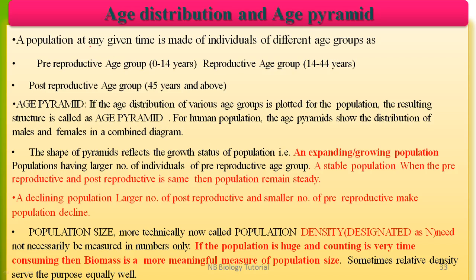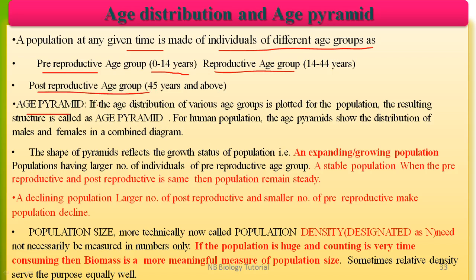A population at a given time is made of individuals of different age groups. Basically, there are three age groups. The first one is the pre-reproductive age group, which is from 0 years to 14 years. The reproductive age group is from 14 to 44 years. And the post-reproductive age group is 45 years and above.